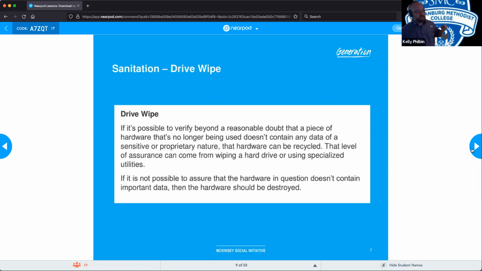Now, if there is no way to be assured whether or not all the data has been removed or destroyed, at that point, drive destruction is your only option. So if it is extremely sensitive, proprietary information, drive destruction is your best option. So what you may do is pull the hard drives out, destroy the hard drives, but recycle the rest of the computer. They can put new hard drives in, be reused for schools or nonprofits or what have you.